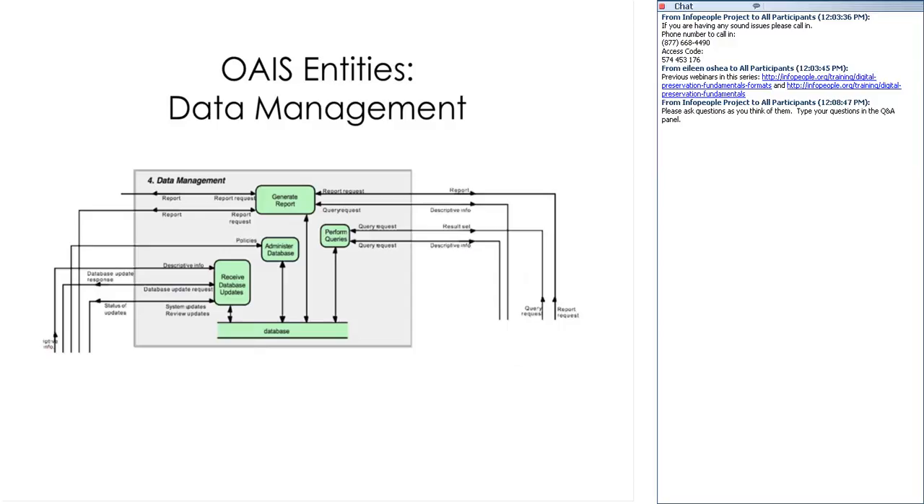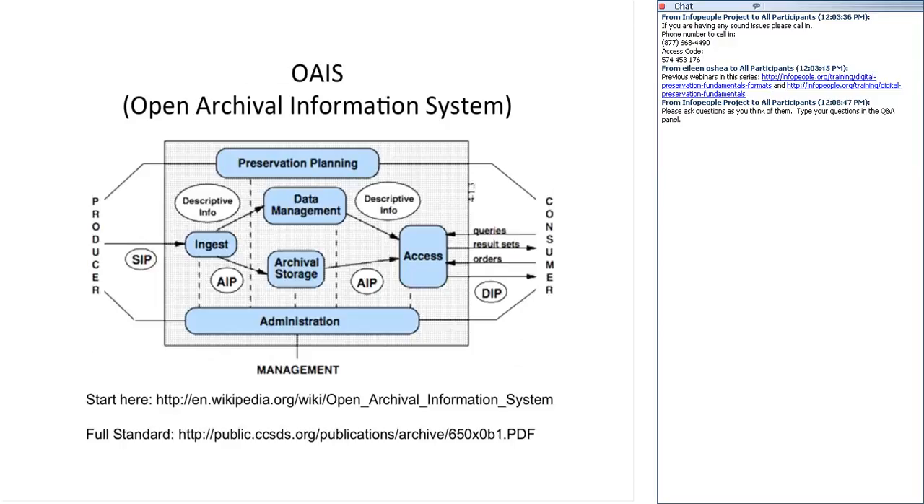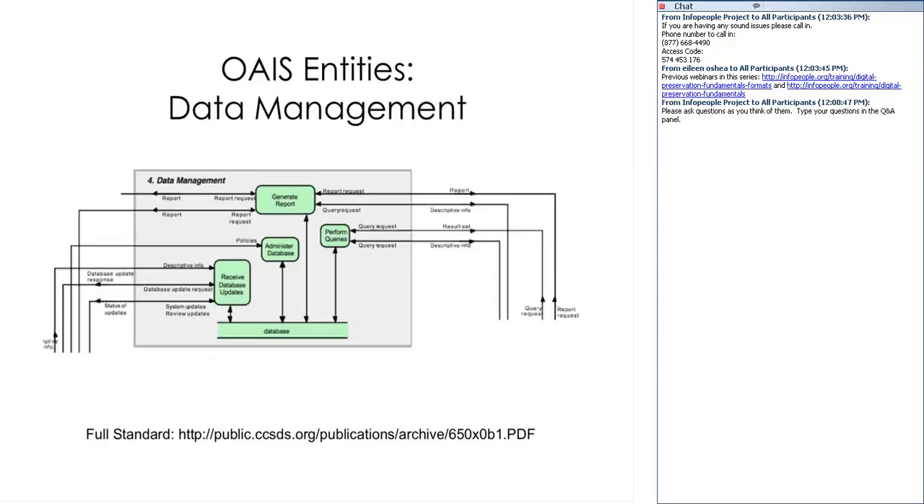In this next slide, I just want to show you a little taste of the deeper level of the OAIS. This is one entity, that data management entity. If you'll look at this slide, you'll see the bubble I'm talking about. And what the OAIS does at length for each entity is it describes certain functions that belong to it. So for instance, a database receives database updates. It generates reports. It responds to queries.